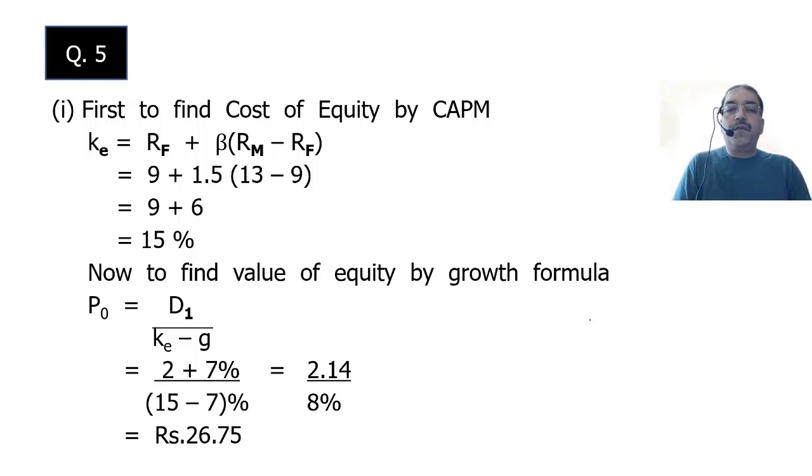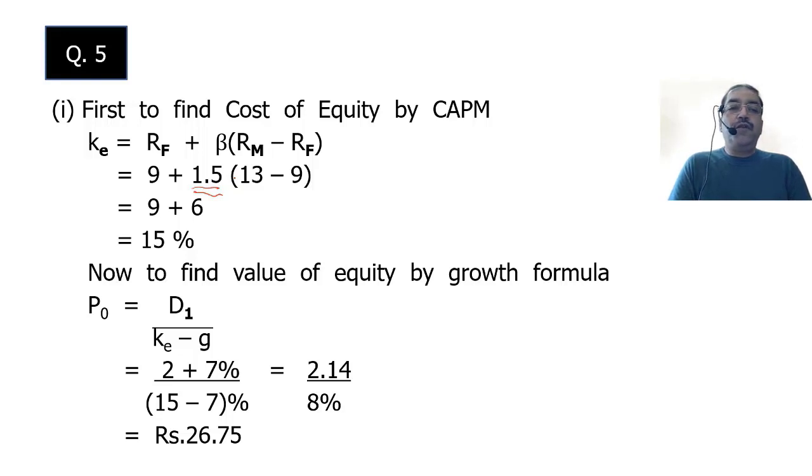26.75. This is when beta is 1.5. You have to write fast, to copy fast, or you have to rewind and see the lecture again.